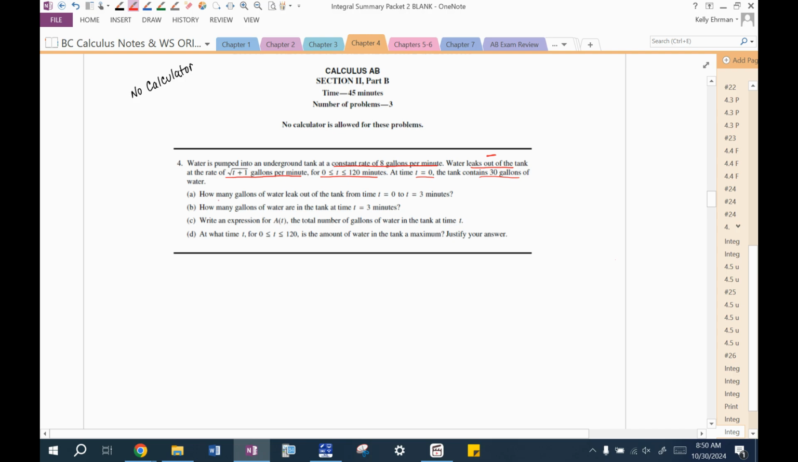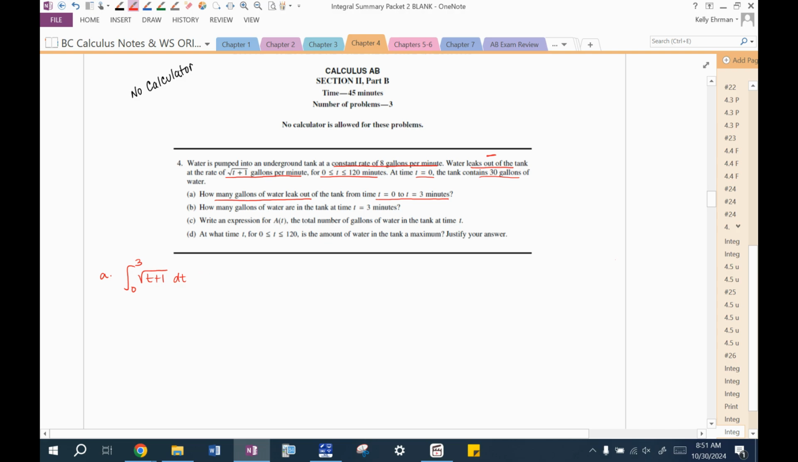Okay, so how many gallons of water leak out of the tank from time 0 to 3? Now, I'm not going to force this answer to be negative. I will just be saying this is the amount leaked. So we need to find the number of gallons leaking out, we need to integrate the rate at which it's leaking. So the integral from 0 to 3 minutes of the square root of t plus 1 dt. Right? Because that's our leakage rate.